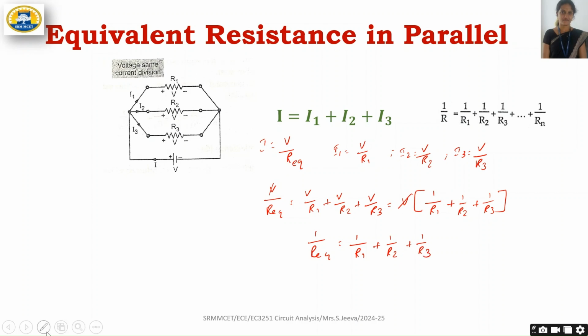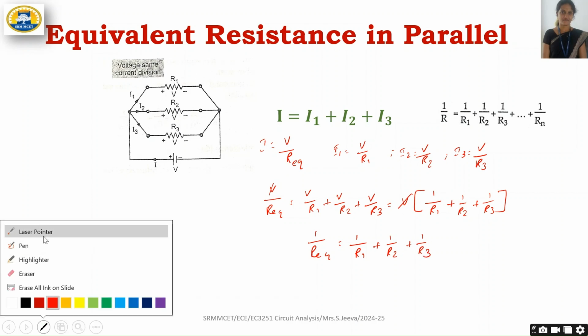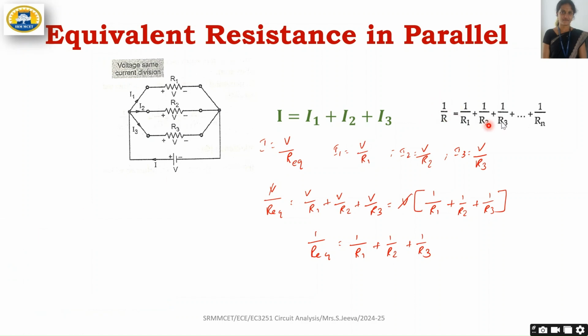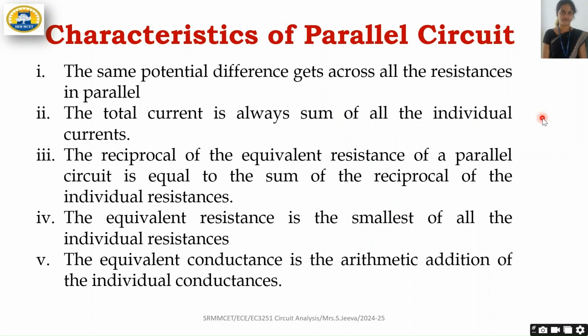Similarly, if n number of resistors are connected in parallel, at that time the equivalent resistance is written as 1 by R equal to 1 by R1 plus 1 by R2 up to 1 by Rn. So these are the characteristics of a parallel circuit. The same potential difference lies across all the resistances. The total current is always the sum of all the individual currents. So I is equal to I1 plus I2 up to In.